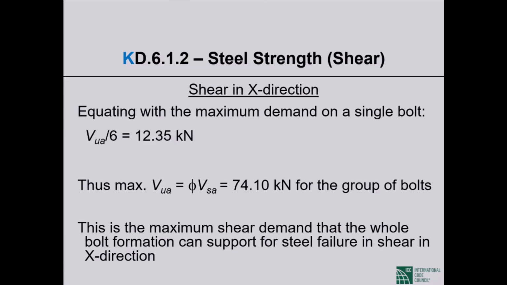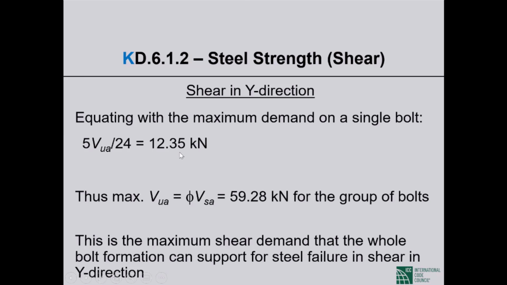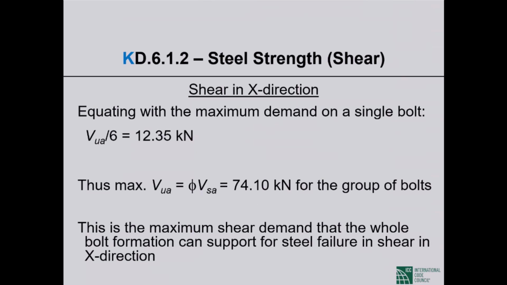Shear in X direction, where we have no eccentricity, each anchor experiences 1/6 of the shear applied to the group. So the group strength is 6 times the calculated 12.35, which is 74.1 kilonewtons. So this is X direction shear strength. The other number is Y direction shear strength, 74 versus 59.28. And the reduction from 74 to 59.28 is because of the 1-inch eccentricity of the shear in the Y direction.